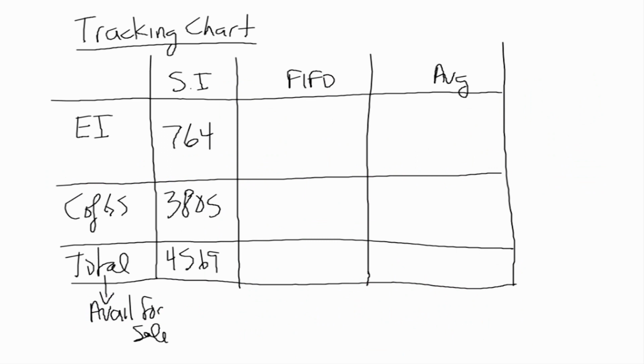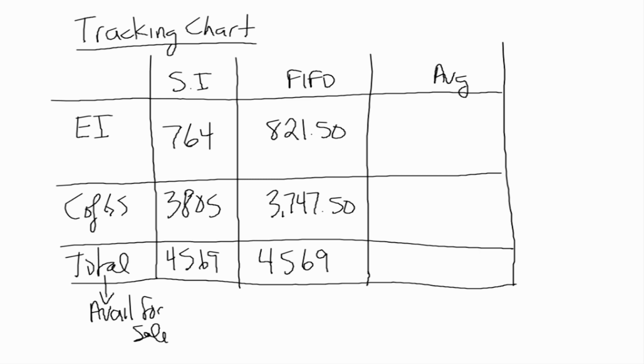Here we go. We got our tracking chart right here. So remember, under FIFO, we had ending inventory of $821.50, and we had cost of goods sold of $3,747.50. If we add these two numbers together, $4,569. Now, what does that tell us?